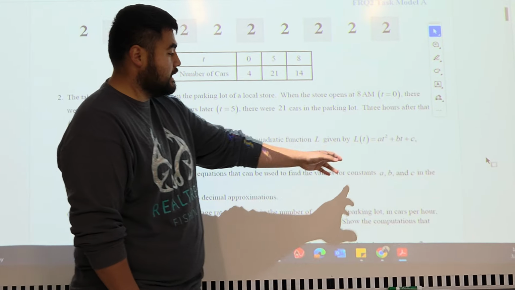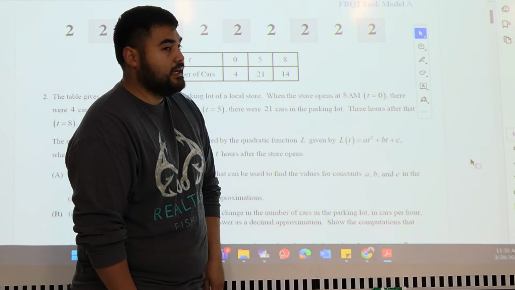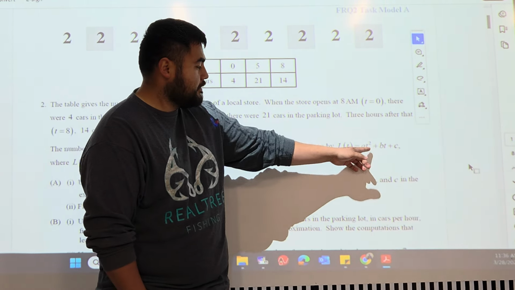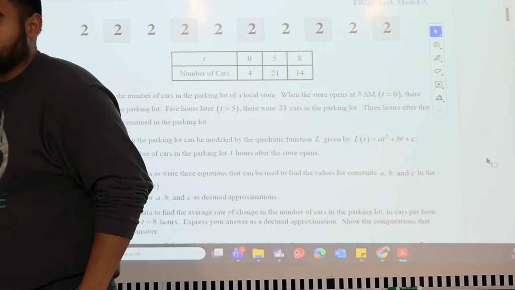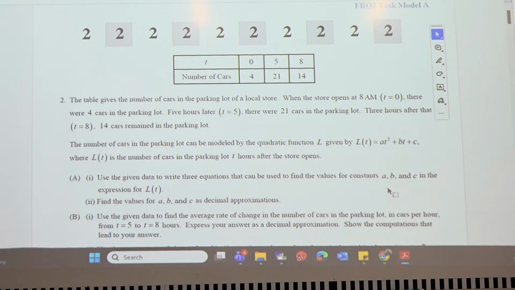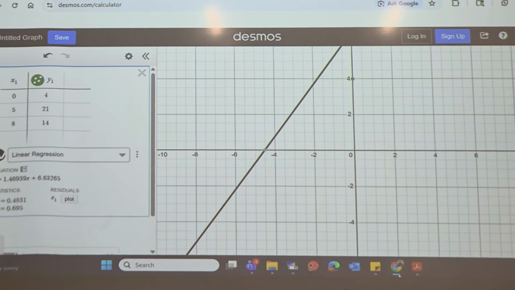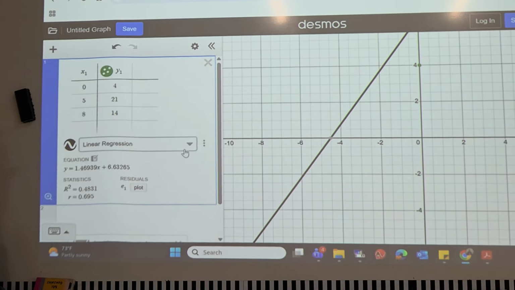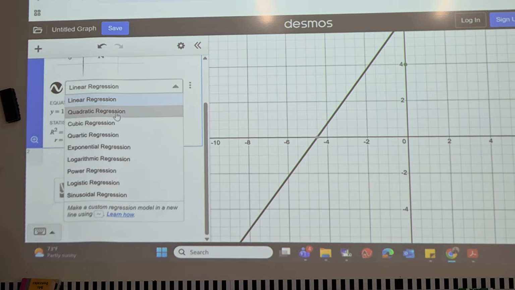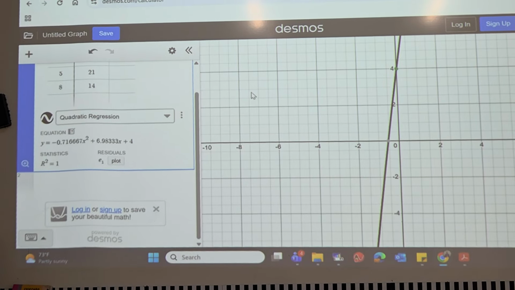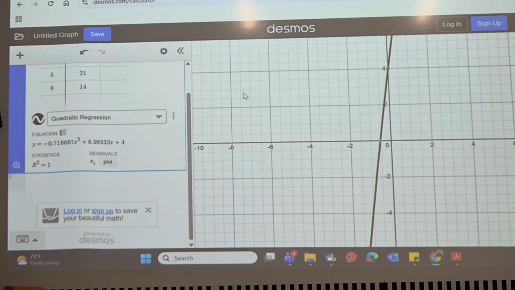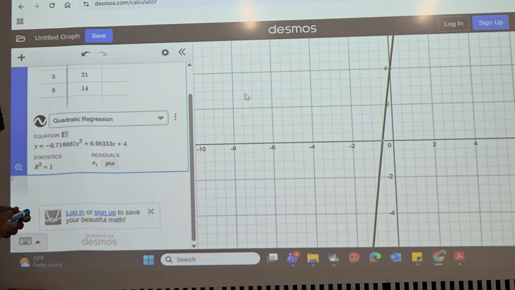But you should know that having A, B, and C, and the highest degree being 2, right? That is labeled as a quadratic. So let's do a quadratic regression, right? Now if I go over here, instead of linear, we're going to apply quadratic. Boom. And there it is. So now you have your values for A, B, and C that you need to find on part A2.